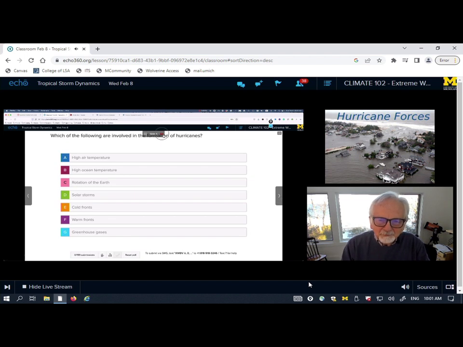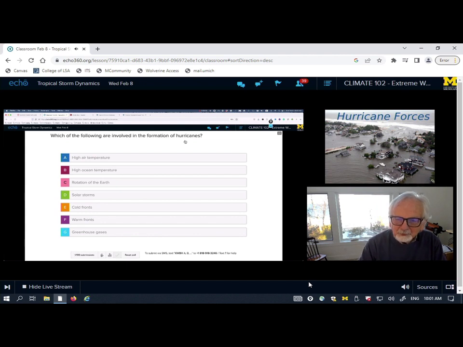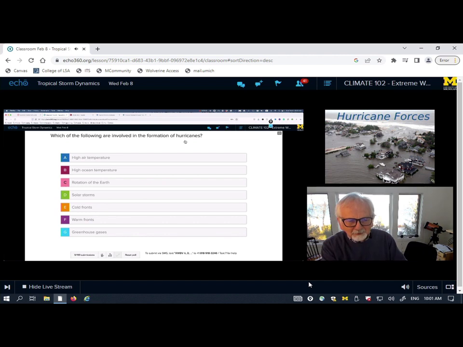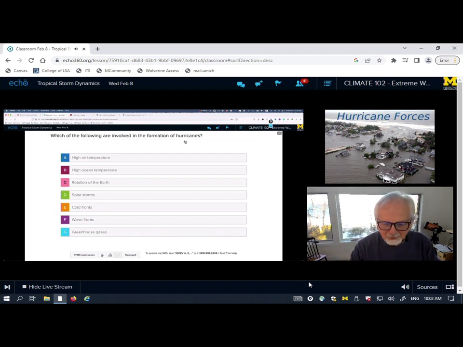Question: which of these are involved in the formation of hurricanes? If we're going to be forecasting a hurricane, what are the conditions we would look for? Which of these helps in the formation of hurricanes? You can choose multiple. I think you hold down some magic button and you're able to vote for more than one.